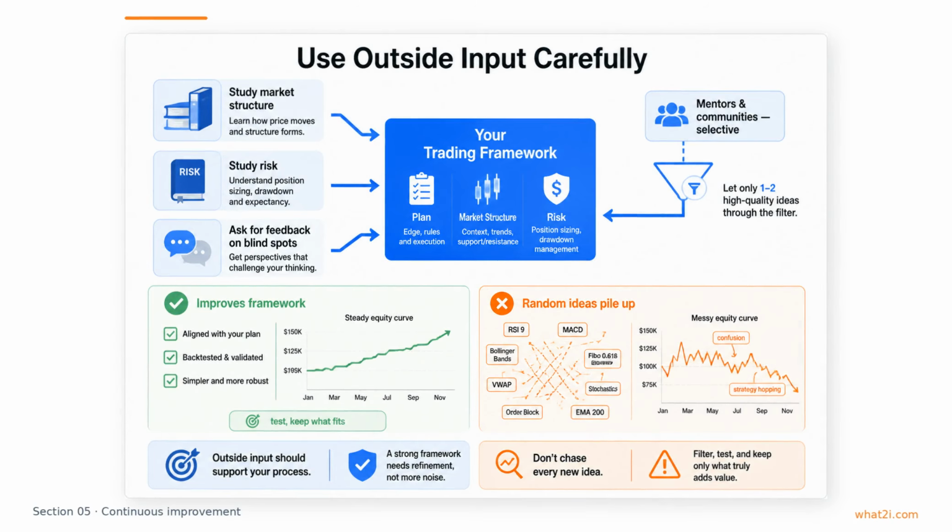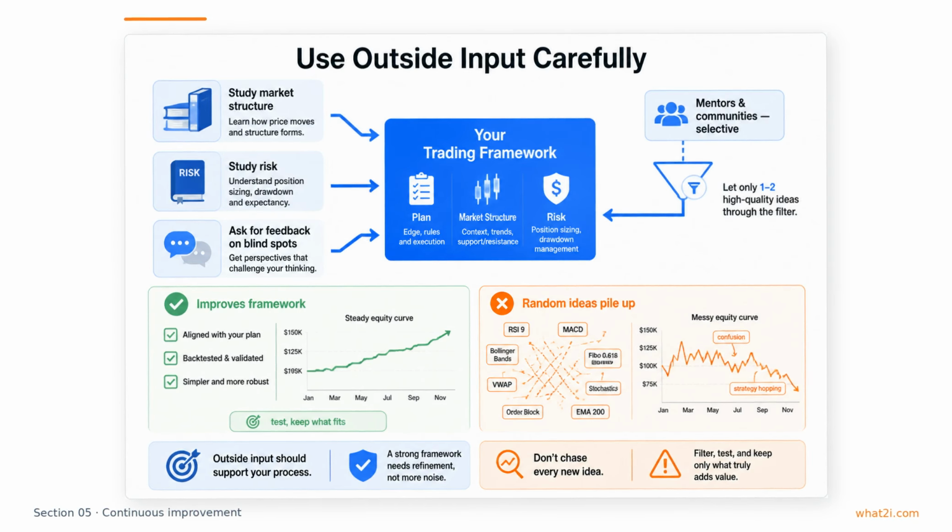Improvement does not have to come only from your own records. Outside input, such as education, mentors, or community feedback, can help reveal blind spots and strengthen your understanding of market structure or risk. The important part is being selective. New ideas should support your framework, not pile on top of it until the process becomes confused. If outside advice fits your style, rules, and evidence, it can be tested carefully like any other adjustment. The goal is to improve your process, not to chase every attractive idea that appears.